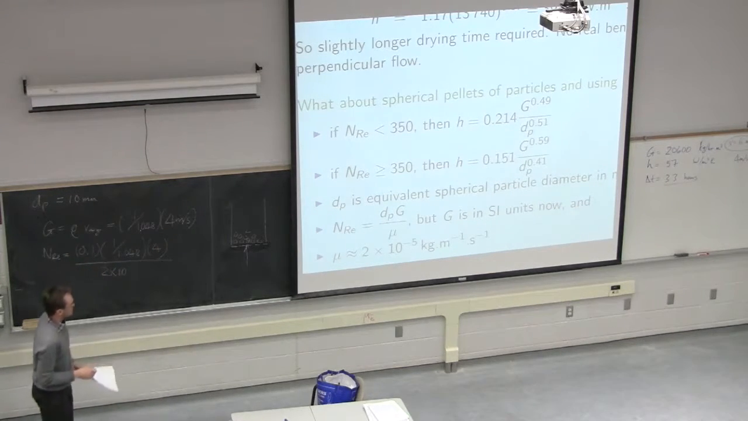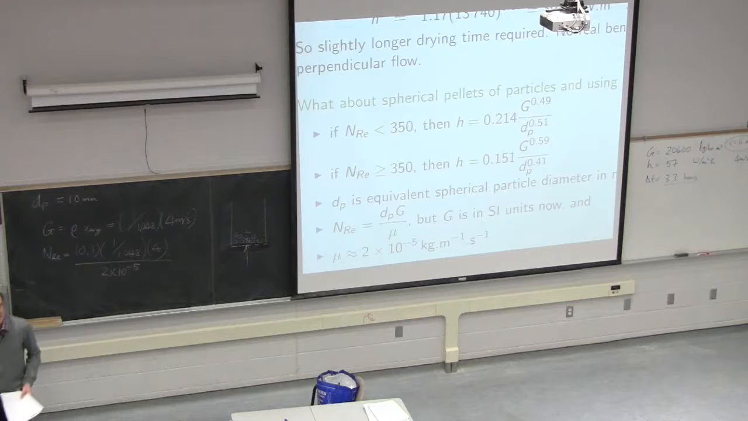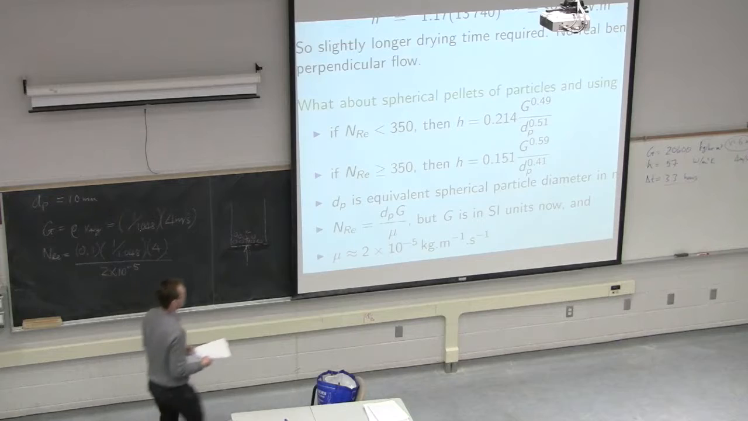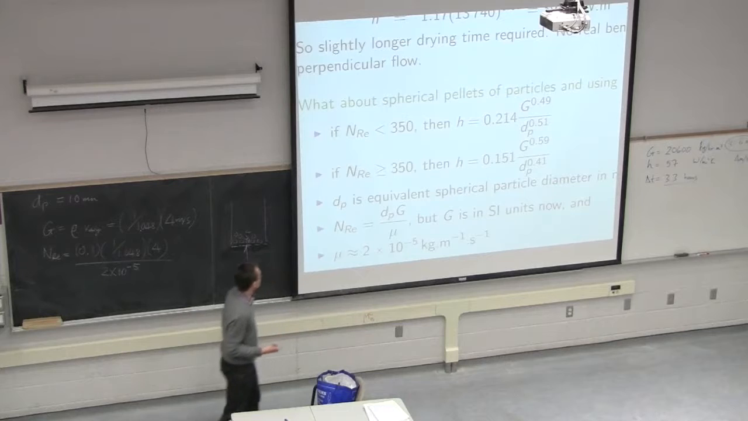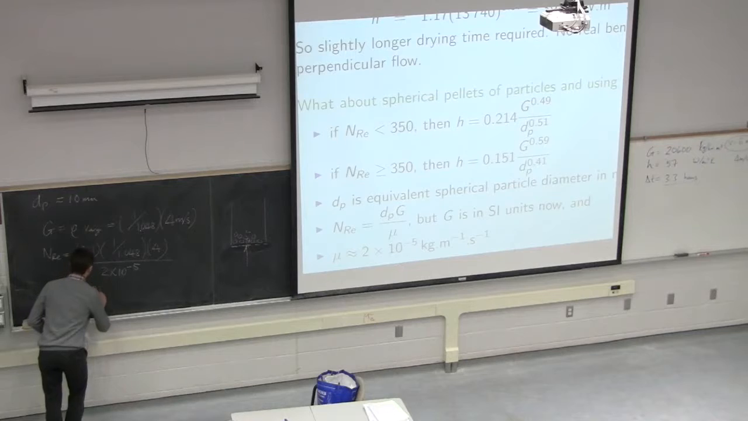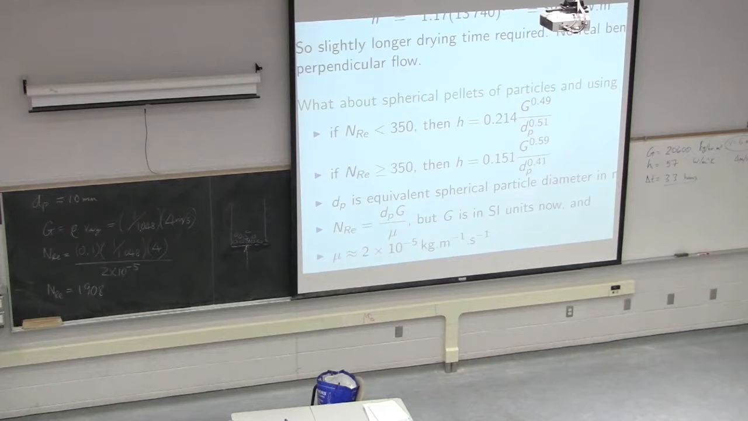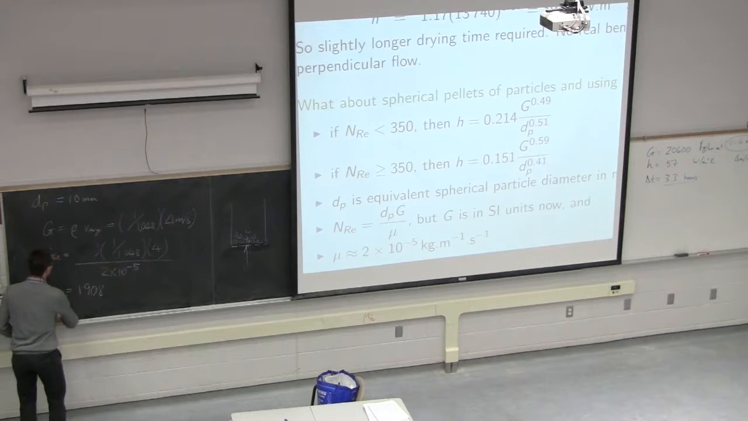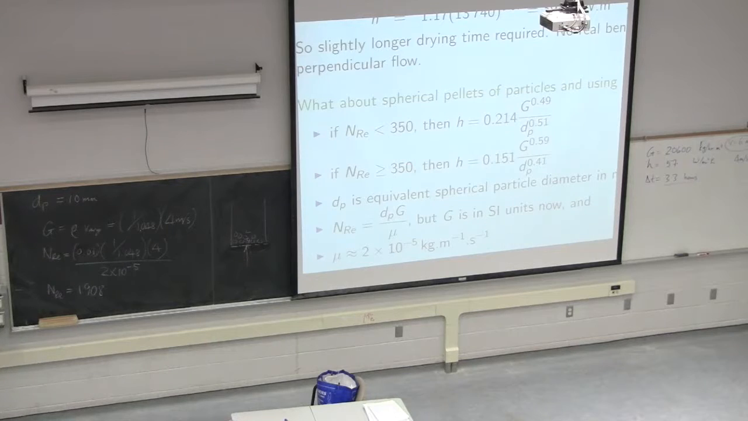We're told our viscosity of air is in the order of 2 × 10⁻⁵. Okay. The reason why it's SI units is because it must cancel out. We've got a viscosity in units of kilograms per meters per second. So in our numerator, we must have the same units so that we get cancellation, and then you'll get a Reynolds number of 1908. Okay. Yes. My mistake, yes. The particle diameter is 0.01 meters.